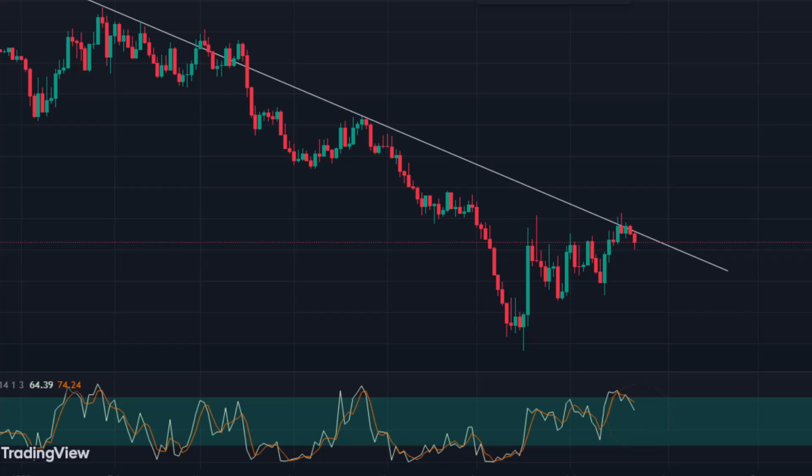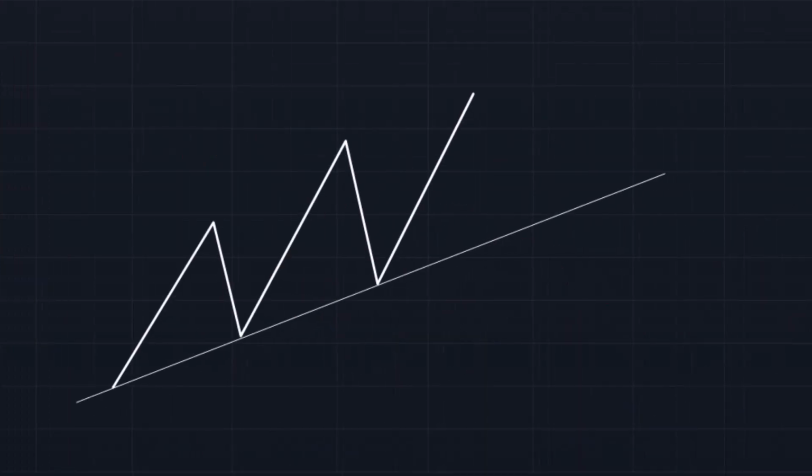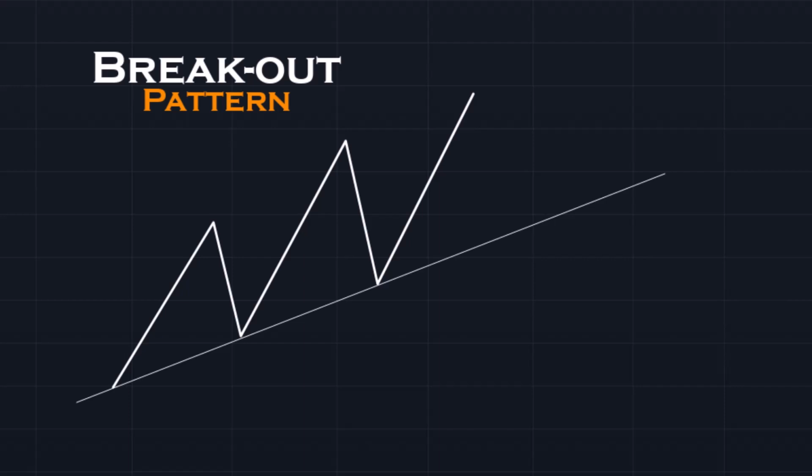And once the pattern is confirmed, you take a sell position as price pushes downwards. Now moving on to the second pattern, which is called the breakout pattern. This pattern forms when price breaks out of a trend line, causing the trend to switch directions.